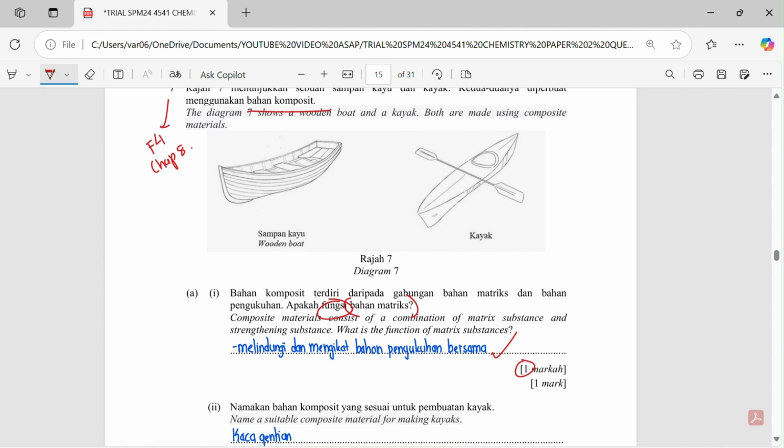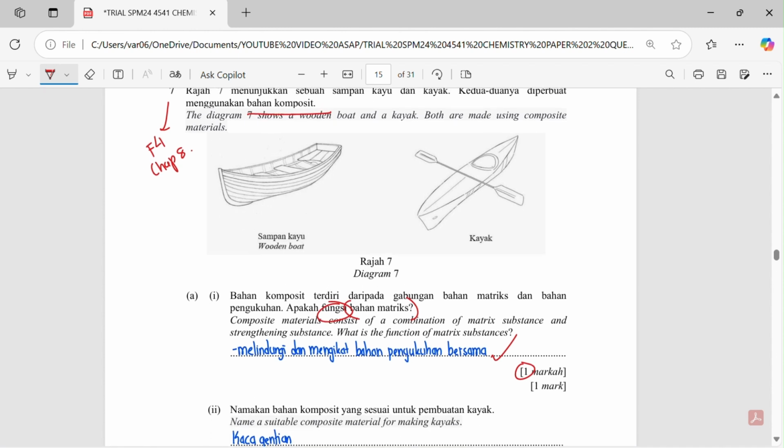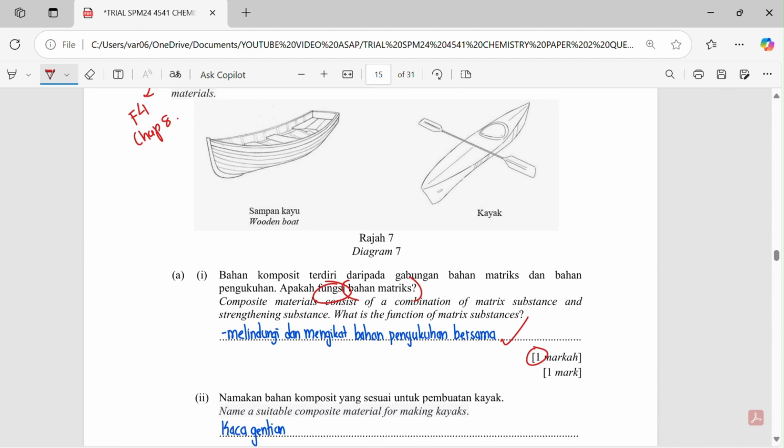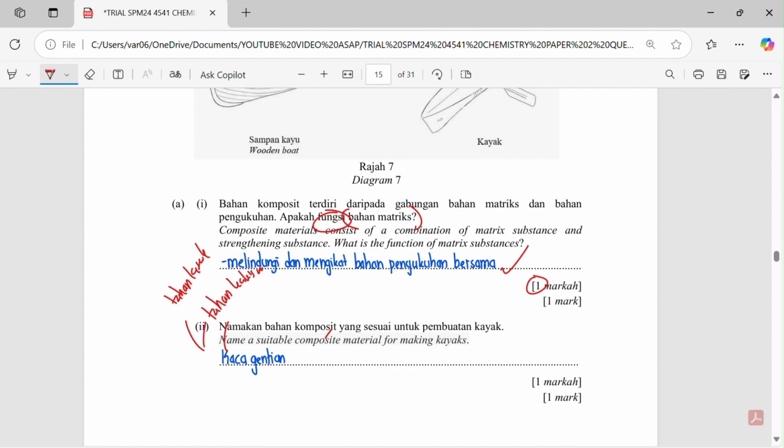Okay. Why kaca gentian? So, kaca gentian, hold on a second. Okay. Kaca gentian, it basically tahan lasak. It can tahan kakisan. That means it won't get, dia tidak akan berkarat very fast. Penebat haba and kekuatan tegangan tinggi. So the best is kaca gentian. Okay. One mark there.